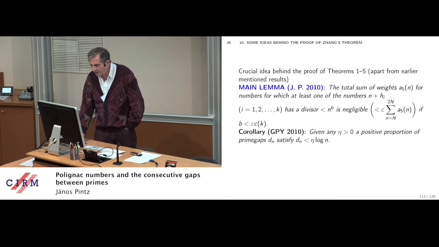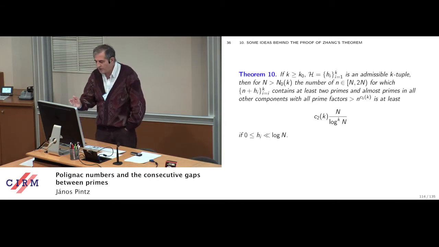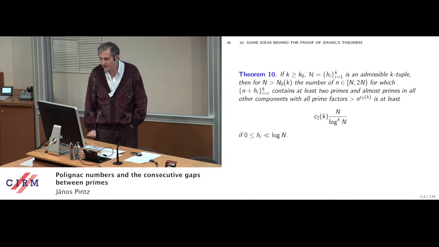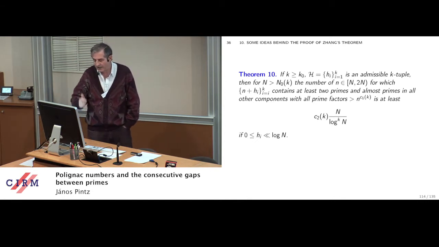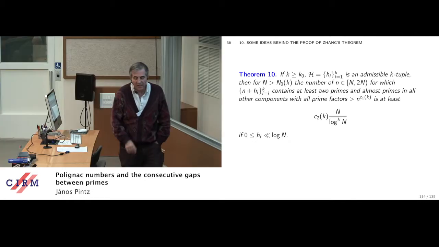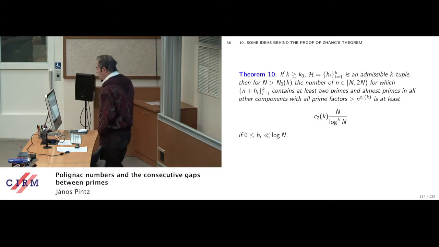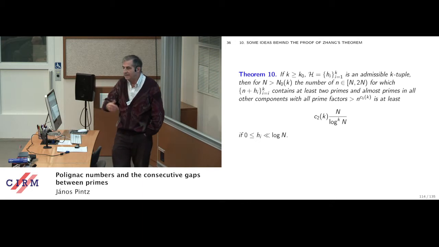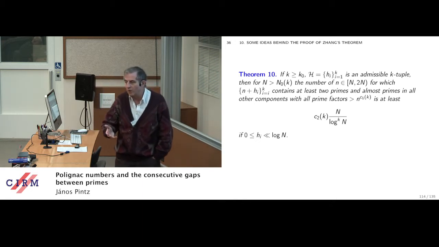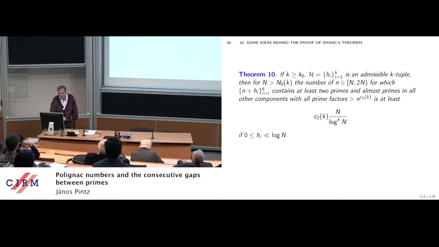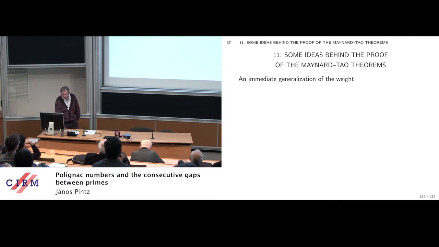And so finally, we could show Theorem 10, which says that there are infinitely many n's for which n plus h contains at least 2 primes. With the method of Maynard, it can contain any given number of primes. All the other components contain almost primes, and their number we can estimate from below with the true quantity. So that means apart from a constant, we can predict how much of these numbers we get, and we can weaken the condition to h less than log n.